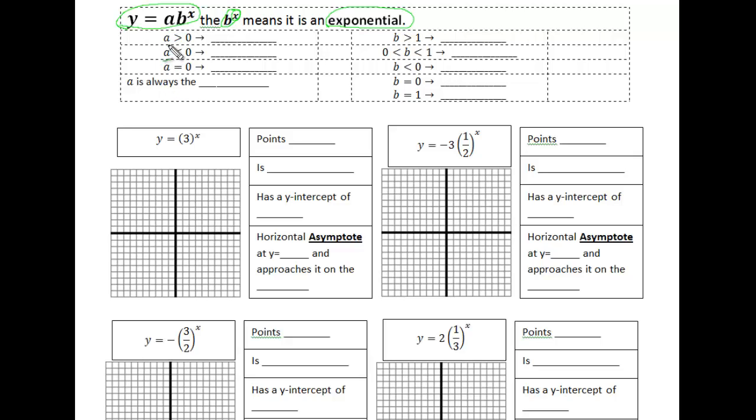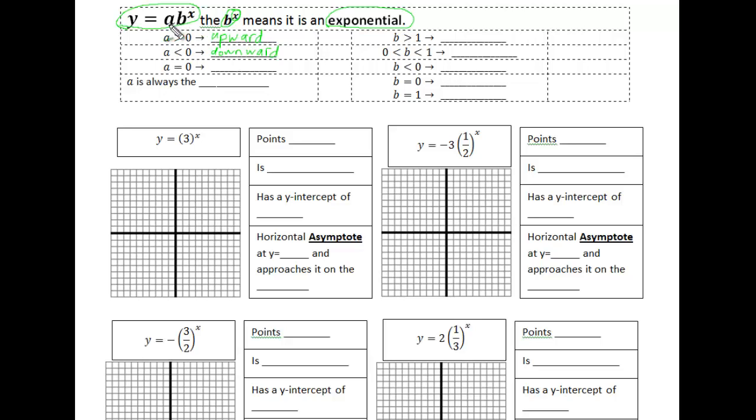So if a is greater than 0, then it is going to end up pointing upward. We don't know if it'll be up to the left or up to the right, but we know it's going to be upward. If a is less than 0, it's going to be downward. And because I like to be complete, a is greater than 0, a is less than 0. Well, the other option is a is equal to 0.